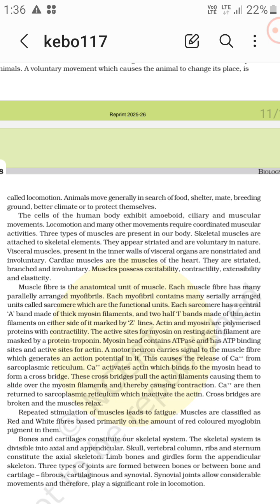The active sites for myosin on resting actin filaments are masked by a protein, that is troponin. Myosin head contains ATPase and has ATP binding sites and active sites for actin.